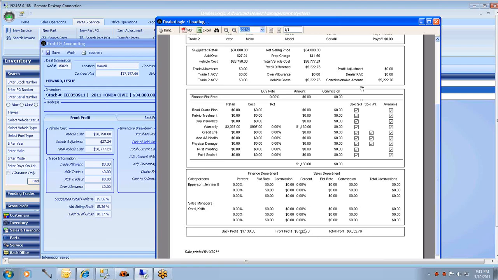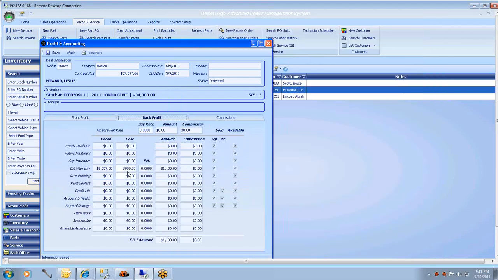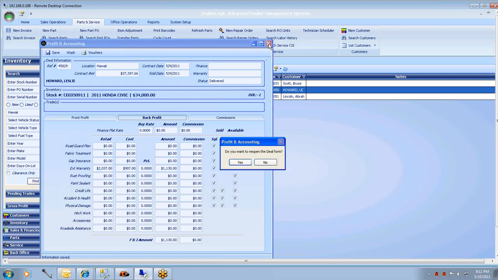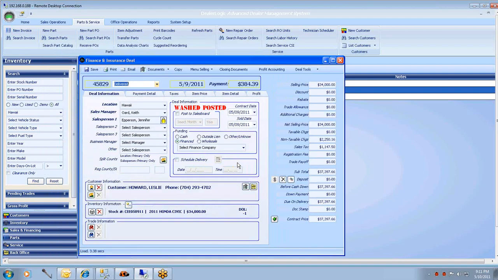How could this be out of balance? For example, you sold an aftermarket product such as your extended warranty, and you did not enter your cost information. It wouldn't pull that over correctly. So you need some source document to make sure that your bottom line that you're pulling into your accounting window is what you're after. Let's say yes to reopen our deal form, and let's see what our bottom line total is that we're looking for. We're looking for $37,397.66.